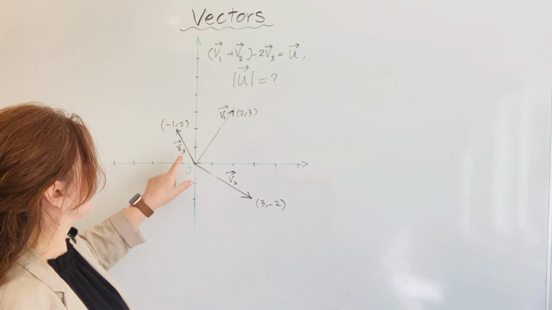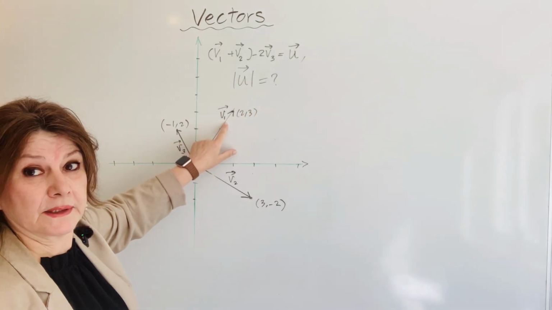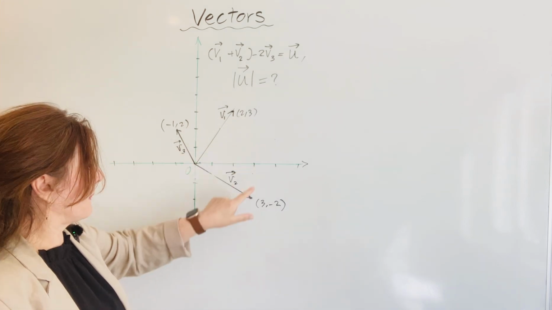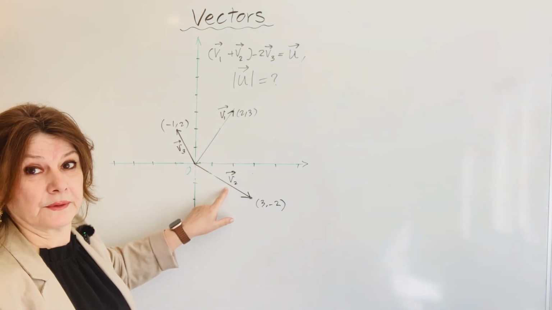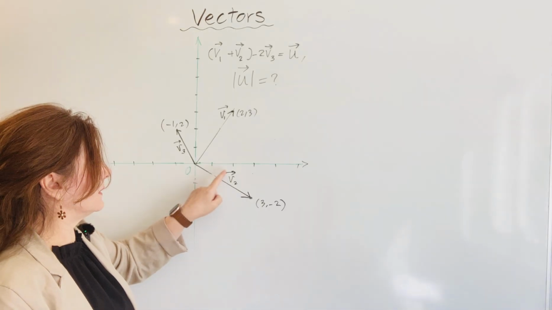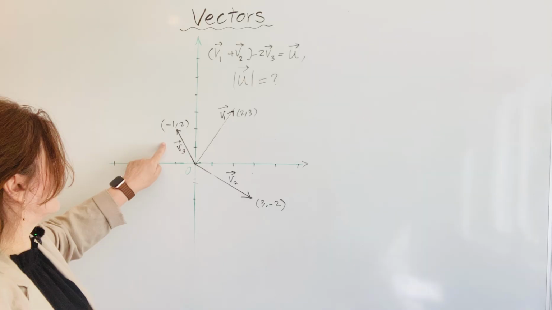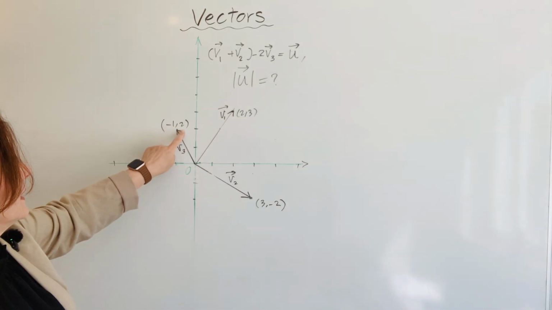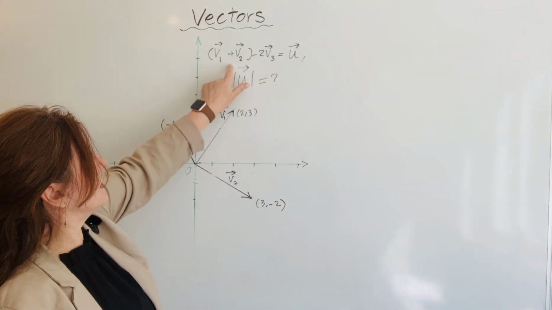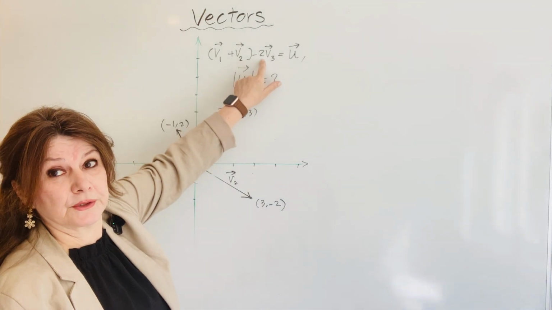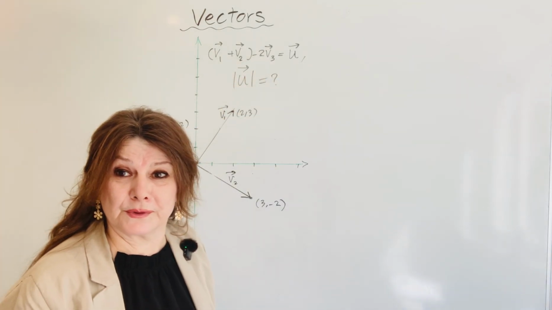We just have v1 with a coordinate value 2 and 3, v2, you know that we show a vector with this arrow, 3 and negative 2, and vector 3 is negative 1 and 2. We have addition, subtraction, and scalar multiplication. Everything we can review today.